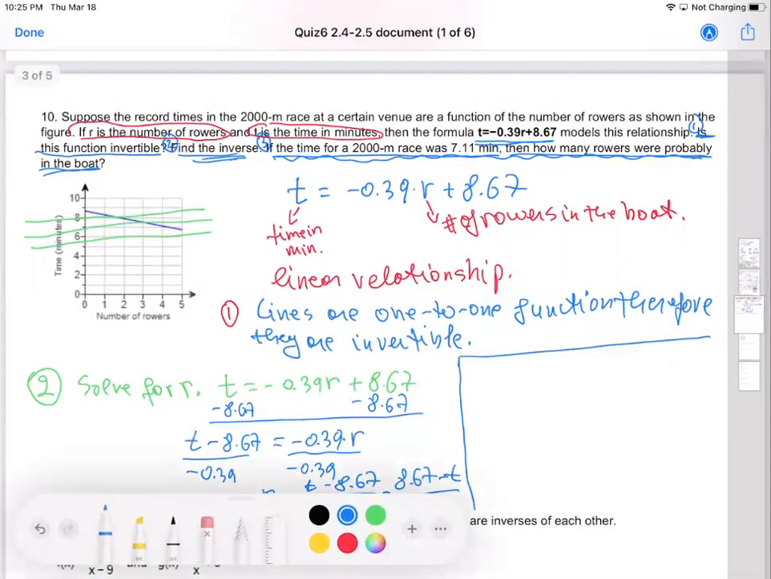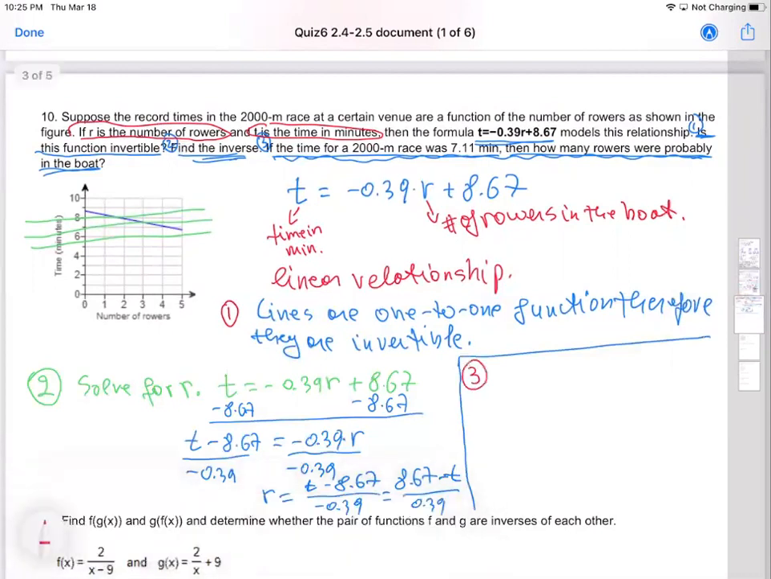Question 3. If the time for a 2,000-meter race was 7.11 minutes, then how many rowers were probably in the boat? Okay, so we are given T equals 7.11 minutes. We want to find R. Well, in the second part of this exercise, we found R. So we know that R is 8.67 minus T divided by 0.39. Now we're going to plug in 7.11 for T.